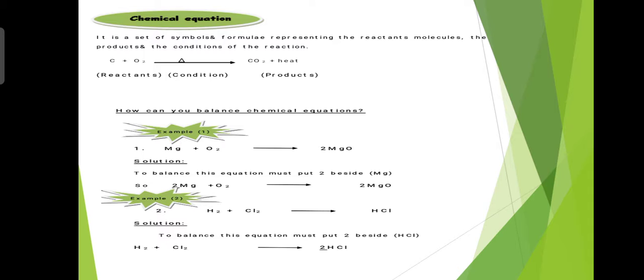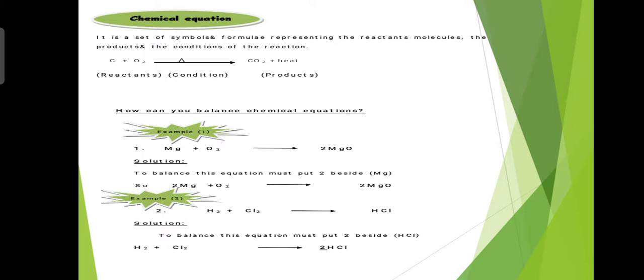So now, how can we balance an equation? For example, magnesium reacts with oxygen to produce magnesium oxide. So what will we do? The solution to balance this equation is to put 2 beside Mg. So 2Mg plus O2 produces 2MgO.